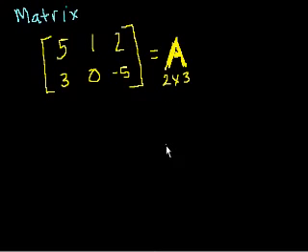And what is 2 and what is 3? Well, 2 is the number of rows, right? We have 1 row, 2 rows. This is a row, this is a row. And we have 3 columns, 1, 2, 3. So that's why it's called a 2 by 3 matrix.